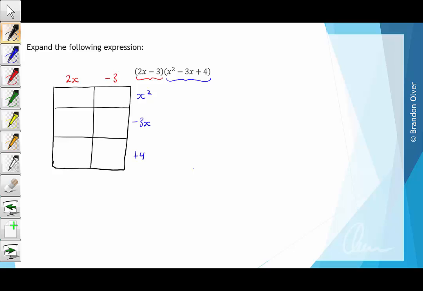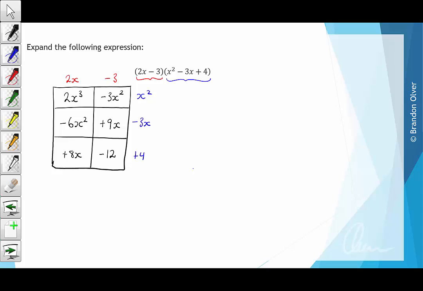So for the first cell we're going to have 2x times x squared, which will give 2x cubed, and then we're going to have minus 3x squared. Then we have 2x times minus 3x, which will give minus 6x squared. And then minus 3 times minus 3x will give positive 9x. Then we have 2x times 4, which is positive 8x. And then the last cell is minus 3 times 4, which is negative 12.